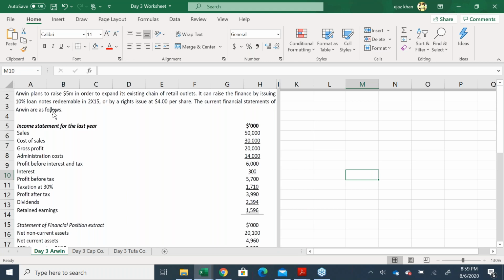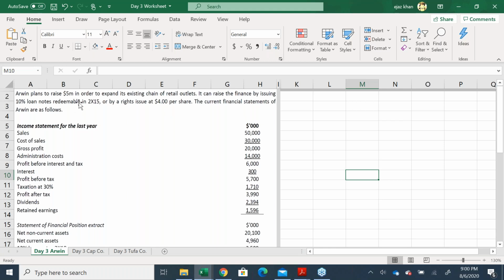So Arvind plans to raise $5 million in order to expand its existing chain of retail outlets. It can raise the finance by issuing 10% loan notes redeemable in 2015 or by a rights issue of $4 per share. The current financial statements of Arvind are as follows.